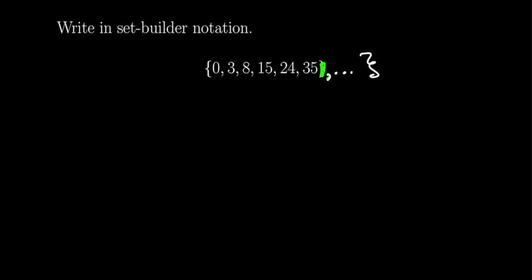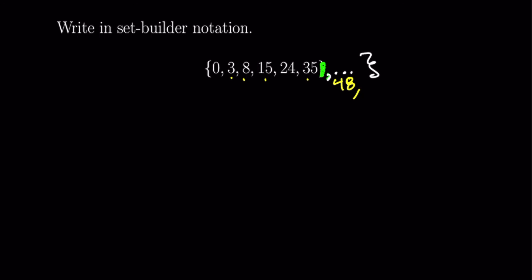If we look at this a little bit, we notice that each of these numbers is 1 less than a perfect square. So we have 1 squared minus 1 is 0, 2 squared minus 1 is 4 minus 1, which is 3, 3 squared minus 1 is 8, 4 squared minus 1 is 16, and so on. Notice this one right here is 6 squared minus 1, so the next number would in fact be 7 squared minus 1, or 49 minus 1, 48.